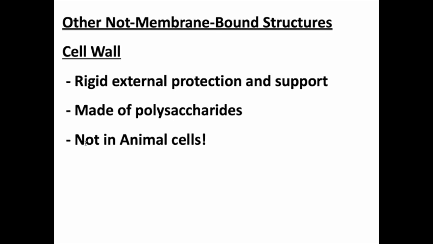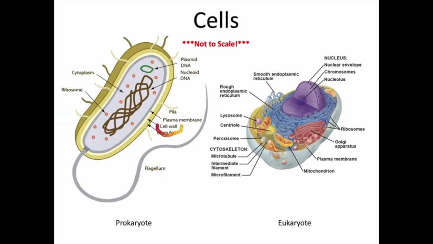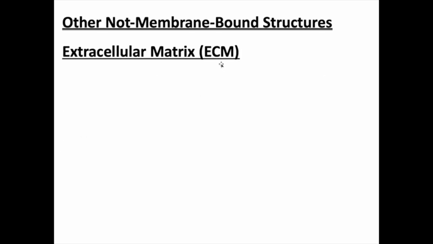And yeah, I don't want to say plant only because they're within plants and within prokaryotes. So I'm going to say the cell wall is not in animal cells. But don't animal cells need protection and support, external protection and support? Well, we do. We just don't use a cell wall. Instead of a cell wall, animal cells use something called the extracellular matrix, or ECM, because that's a rough one to say.